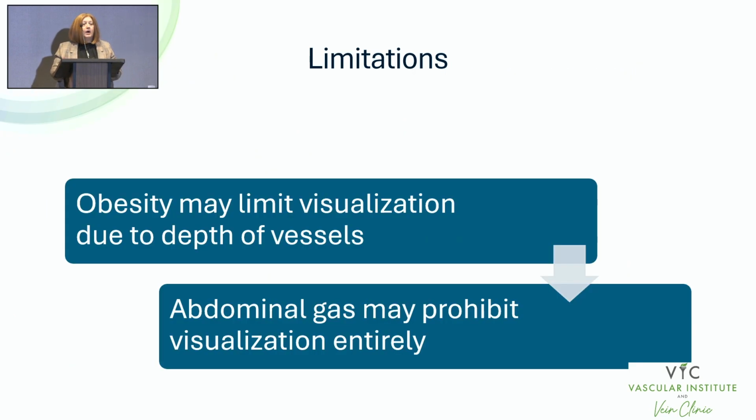So what are some of those limitations? Well, we talked about obesity and depth of vessels. I know Tish touched on that. We live in the biscuit and gravy belt. Everybody is diabetic. Everybody eats biscuits and gravy, and you know, we don't judge that, by the way. We just have to overcome it. And then, of course, abdominal gas in the abdomen.